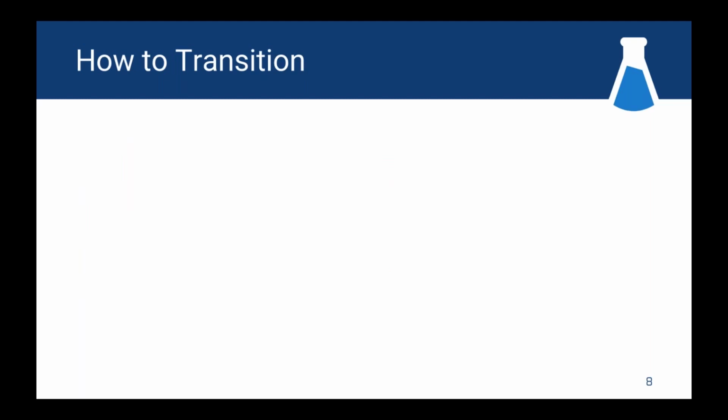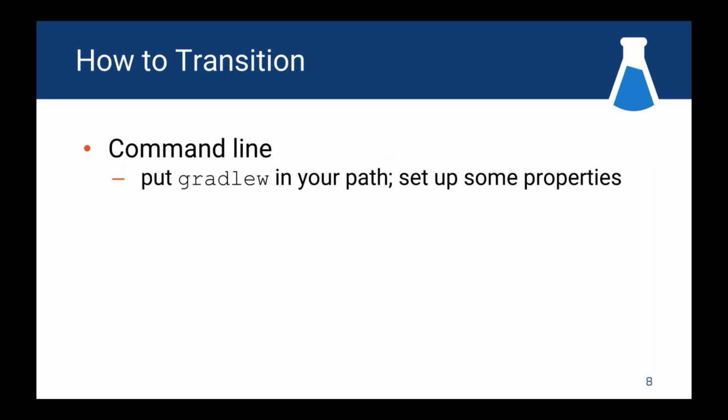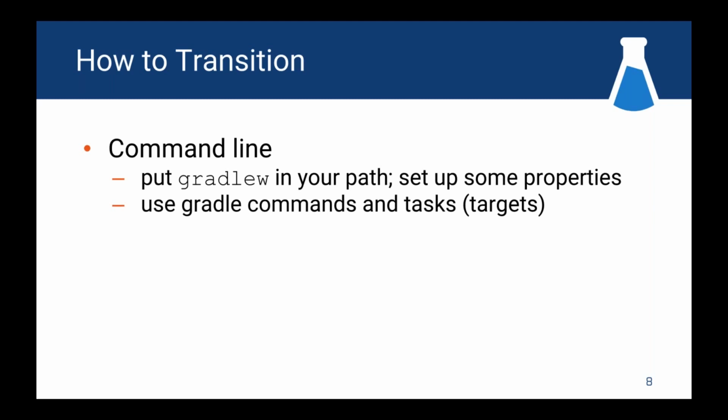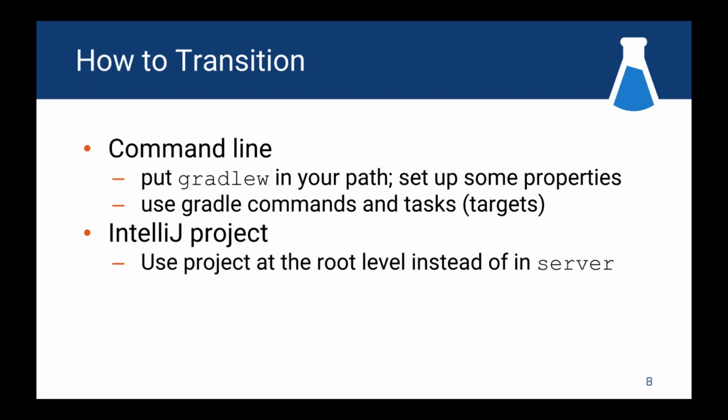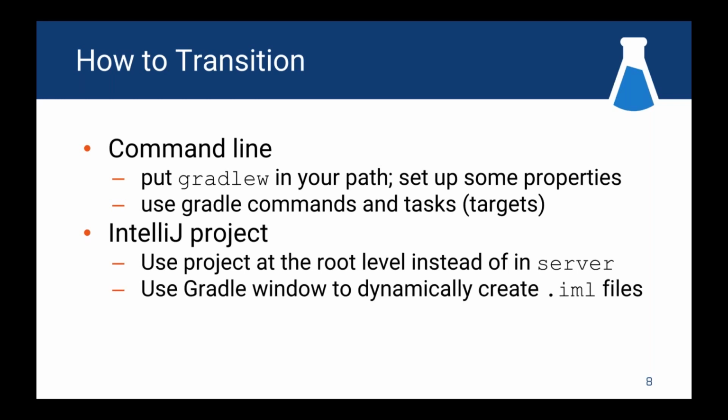So how do you do the transition? Again, this is a very high-level review, but on the command line, you'll put Gradle W into your path, and you're going to set some properties. And then you'll obviously use the Gradle commands and tasks or targets to do the build. The Intellij project, as I said, you use the project at the root level instead of in the server level.